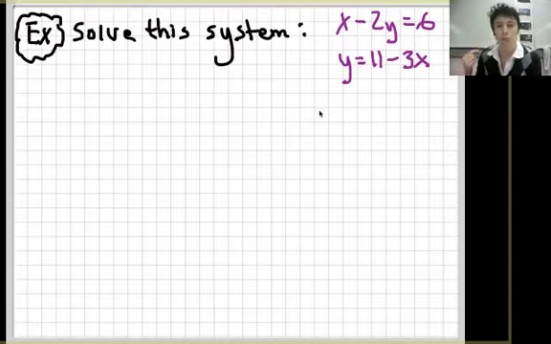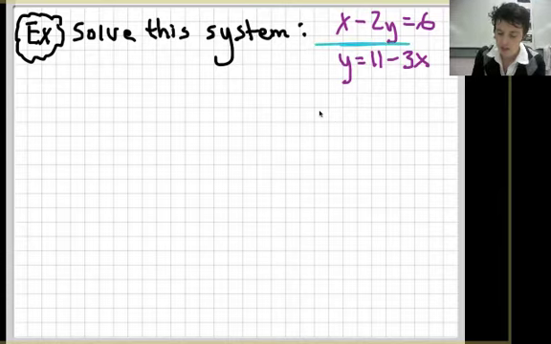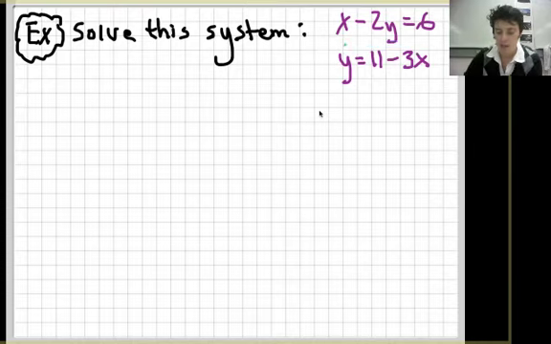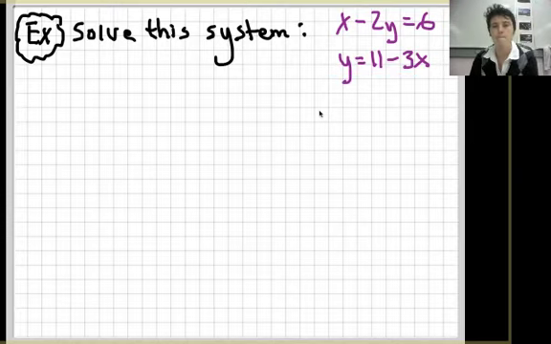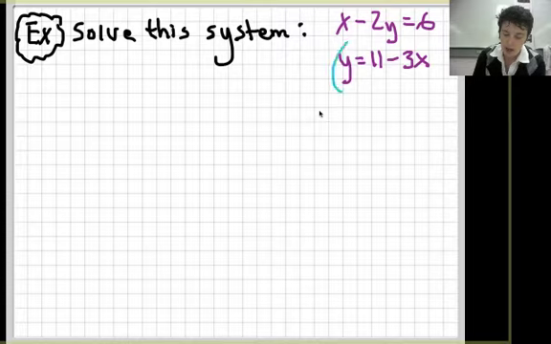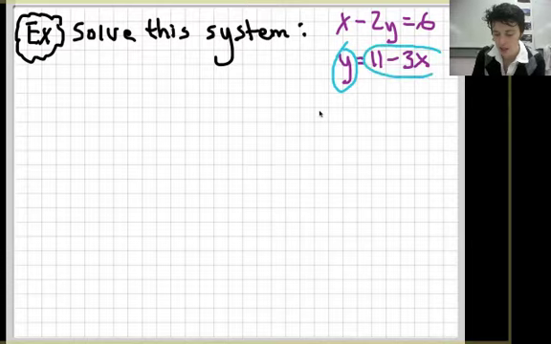So what do you bubble? And in this problem, I see I've got x minus 2y equals 6, and I have y equals 11 minus 3x. So we're going to write those down. I totally know what I'm going to bubble in this problem. I see y equals, I see y all by itself, so I'm going to circle it, and I realize y equals 11 minus 3x, so 11 minus 3x is all of this. And that's what I'm going to be substituting in.